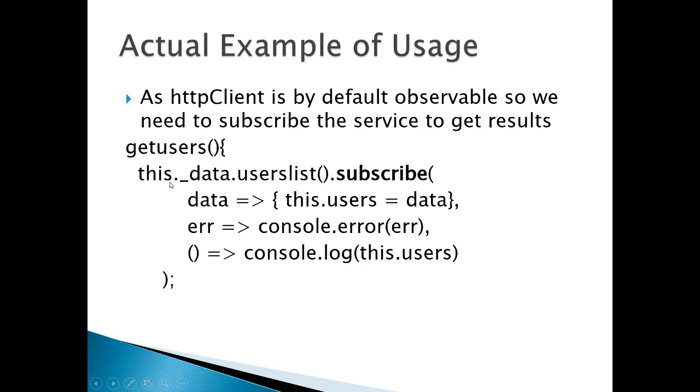So what we are doing: this dot underscore data is our service, and dot userList is the method we have implemented in our service, and then dot subscribe. That means the function from which we are getting the data is actually an observable. So we are subscribing to that observable, and it will return the data. If there is data, we put it into our own variable, and if there is an error, we provide it to the error console, and we call the function in case of success. So this is an example of subscribing to an observable.